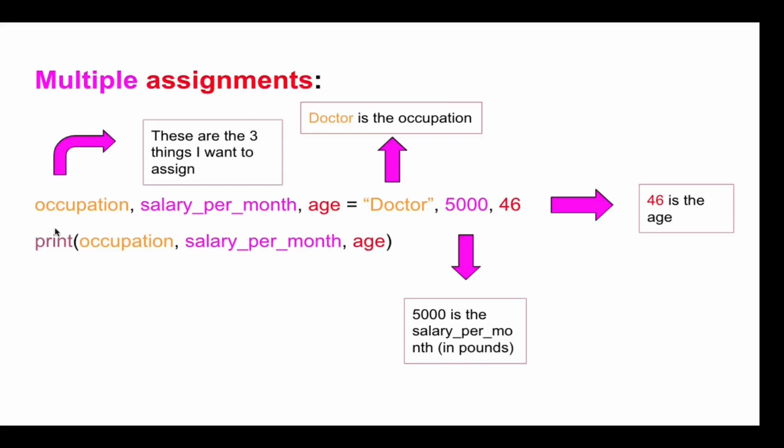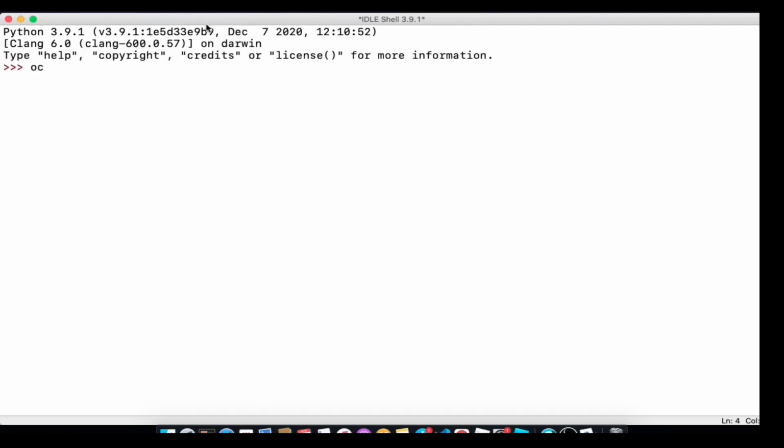So we can print our variable out, and then you can guess what the output is going to be. So we can type occupation, and we use a comma to separate our variables' names, and then we can type salary per month, and then we do another comma, and then we type age, and then the first value is going to be assigned to doctor, and then we use a comma again. The second variable is going to be assigned to 5,000, then we do another comma, and then the third and final variable is going to be assigned to 46.